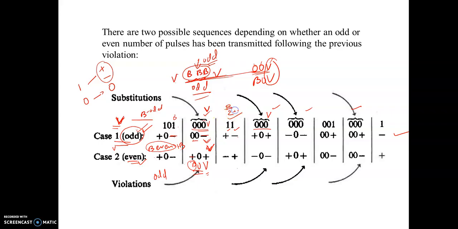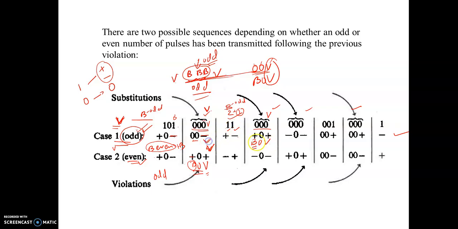But it should be odd. B should be odd between two violations. Means you have to add one more B. Okay, you have to add one more B to make it odd. So you have to substitute it as B0V. You have to add one more B. So counting this B, your total number of B's, that is 1, 2 and 3.